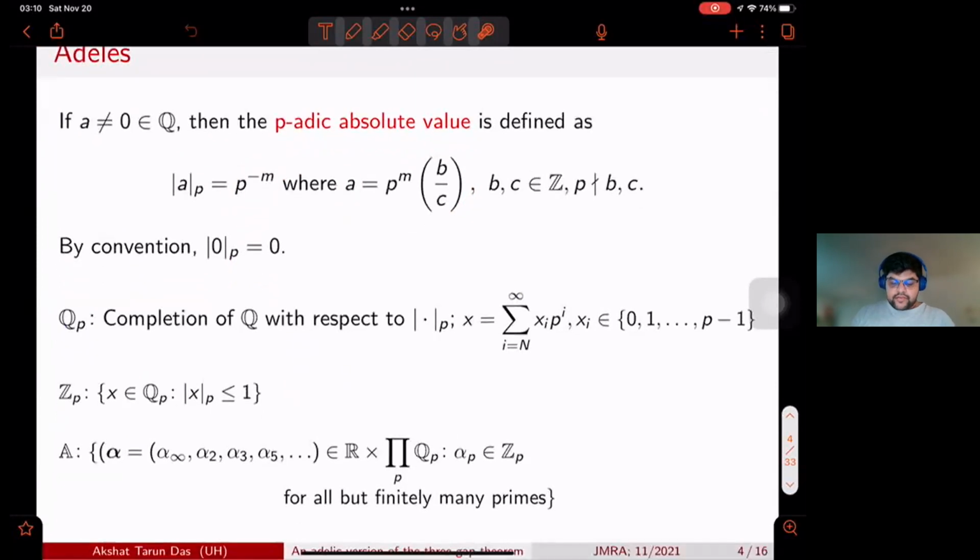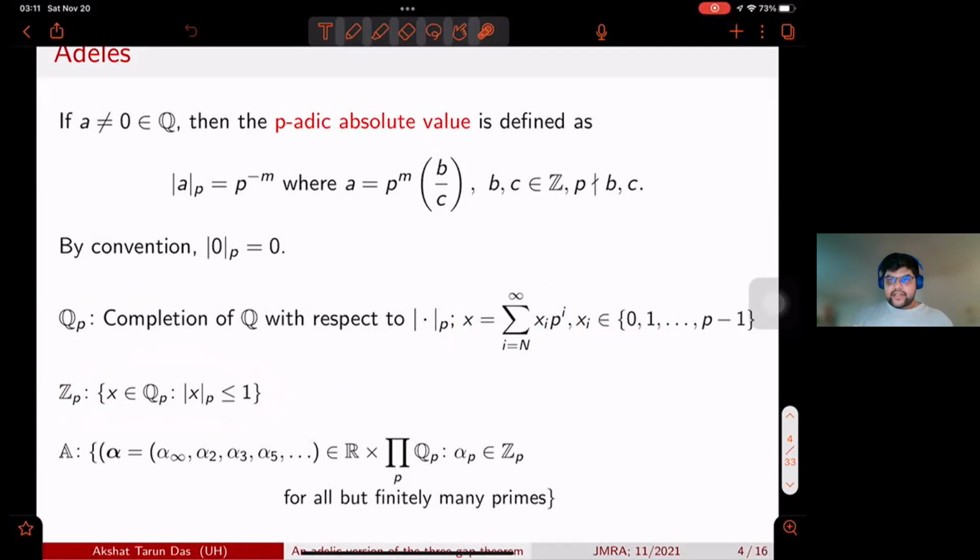Okay, so then we have the field of p-adic numbers, which is denoted by Q_p. And this is the completion of Q with respect to the p-adic absolute value. And any particular p-adic number can be expressed in this series form, where all the x_i's are going to be between 0 and p minus 1. Okay, so next, if we consider the particular p-adic numbers whose p-adic absolute value is less than or equal to 1, then this gives us the ring of p-adic integers, which is denoted by Z_p.